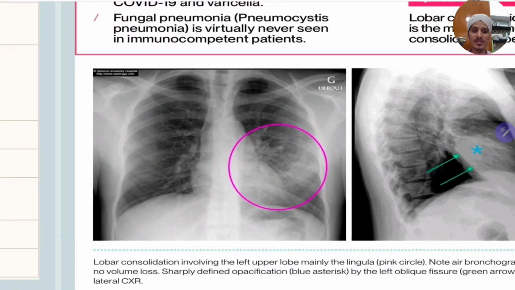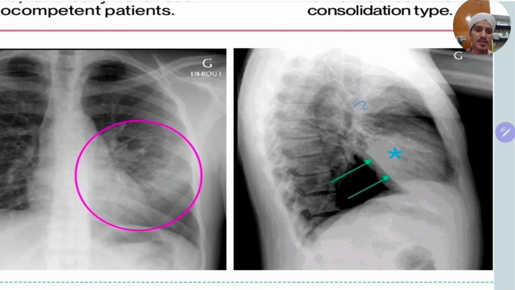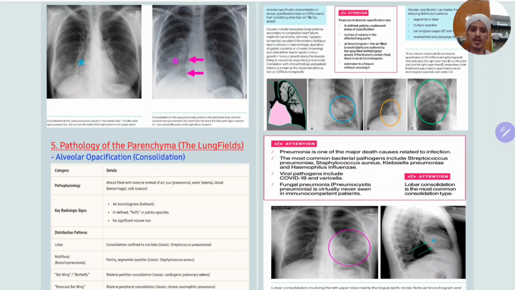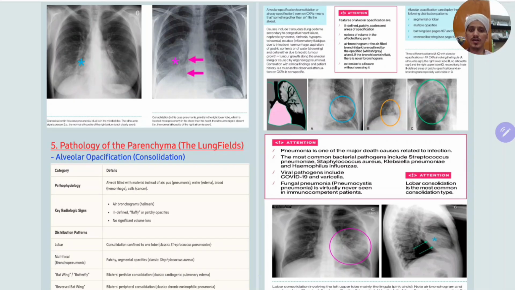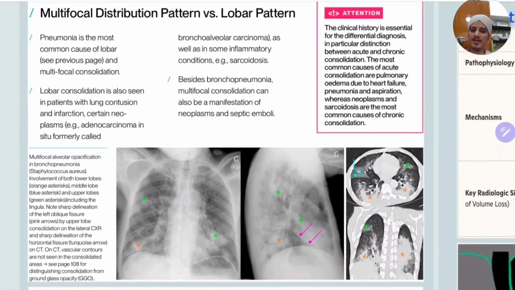I showed you. Now this is a lateral chest X-ray of the same patient. This is the horizontal fissure, this is the oblique fissure, and this is the horizontal fissure. Now see, this is the consolidation, and it is not crossing the fissure line. That is a feature of consolidation: it will not cross the fissure line. So we have seen this image also. Now I'll move forward. That was the lobar pattern.